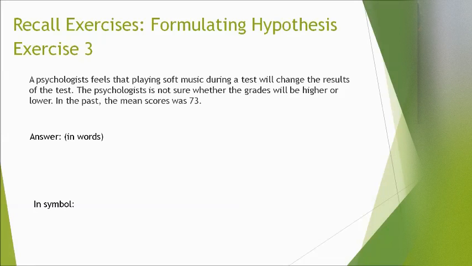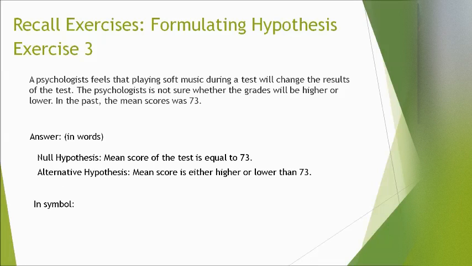So again, we're going to start with the null hypothesis. Okay? For the null hypothesis, mean score of the test is equal to 73. So again, we use the word equal because this is null hypothesis. And null hypothesis only uses the equal sign. Okay? And then for the alternative hypothesis, we use the mean score. Mean score is either higher or lower than 73.